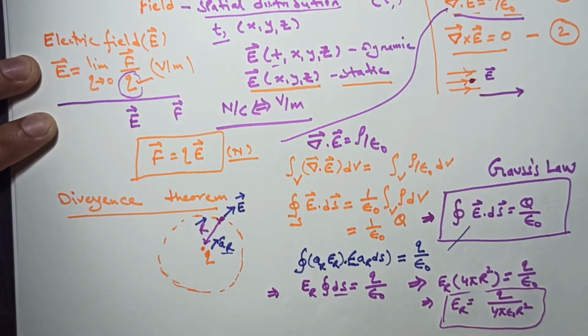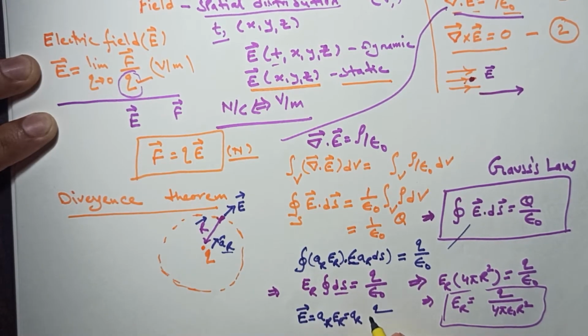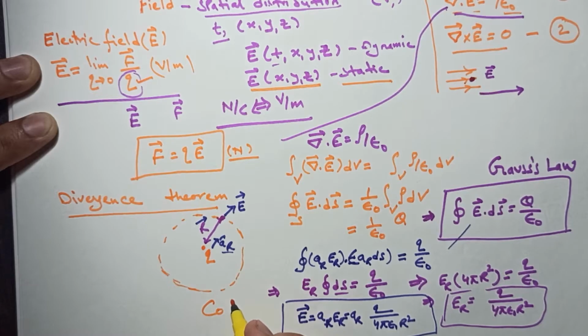This is only the amplitude. If you want to write the complete direction, you can write it like that. So the electric field E will be equal to ER AR, where AR is the unit vector in this direction: Q upon 4 pi epsilon naught r square. So what is this? This is Coulomb's law.